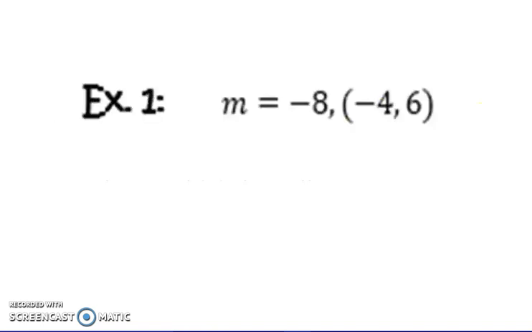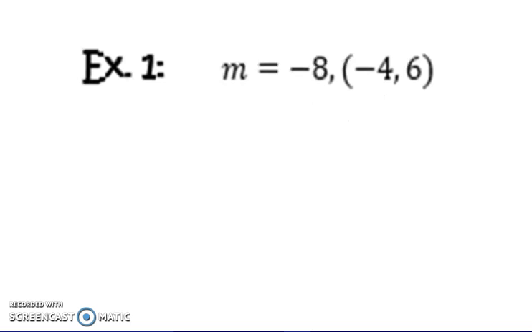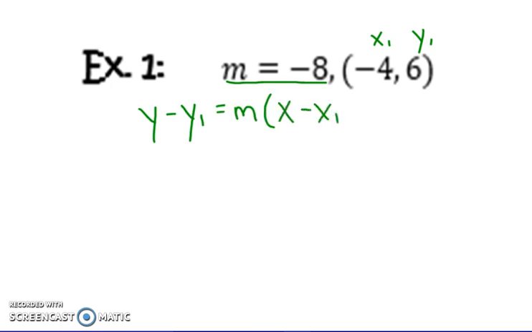If we look at our first example, we already have our m in the problem. M is equal to -8. If I look at the point -4, 6, -4 is my x, so I'm going to call that x1, and 6 is my y1, just like when we labeled points for slope. Now, my point-slope form is y minus y1 equals m times x minus x1.